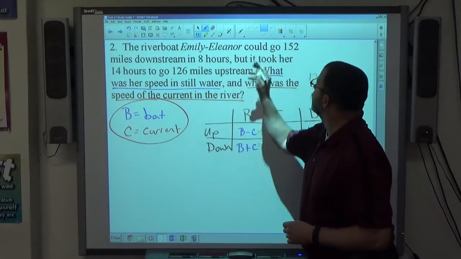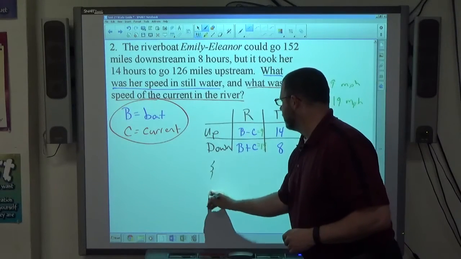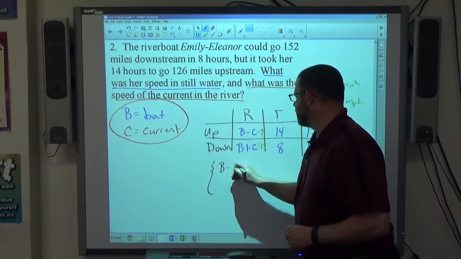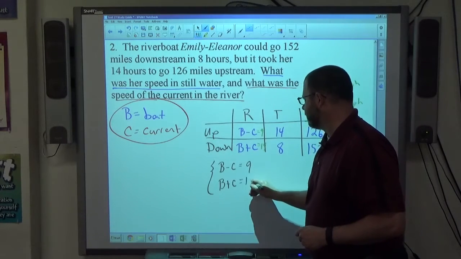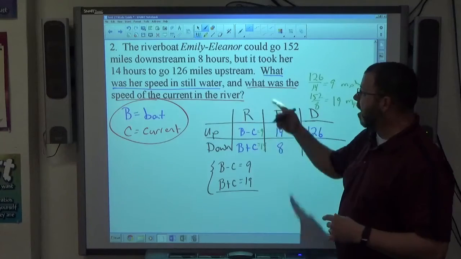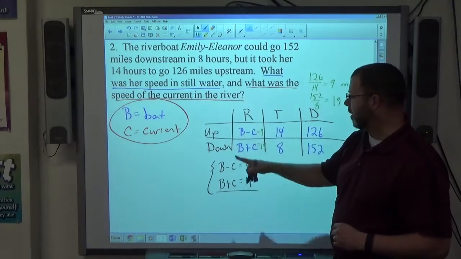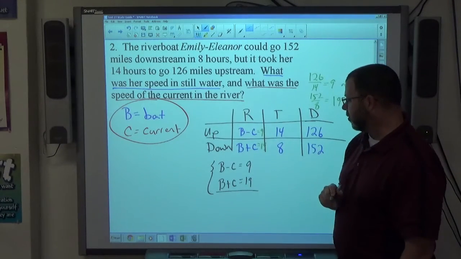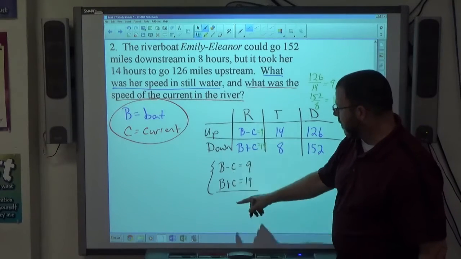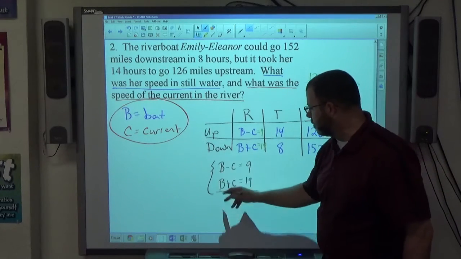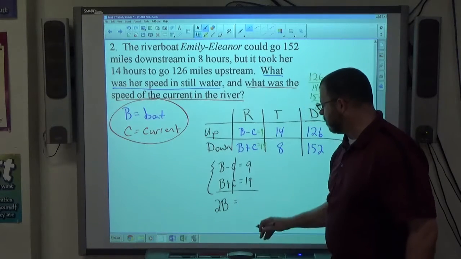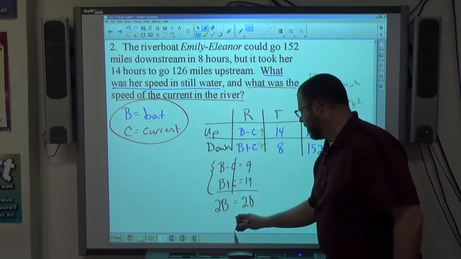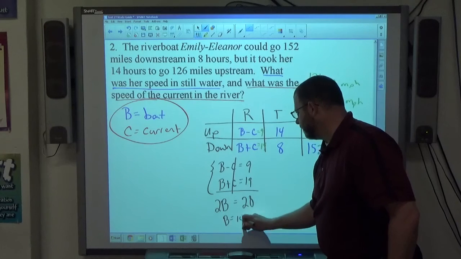So then I just create a real simple system of equations here. I got the upstream B minus C equals 9, the downstream B plus C is equal to 19. My job is to figure out how fast the boat can go B, what's the speed of the current C. And this is a simple system of equations. Minus C and plus C are going to cancel if I add them together, so B plus B is 2B. Minus C plus C cancels. 9 plus 19 makes 28. That makes B equal to 14.